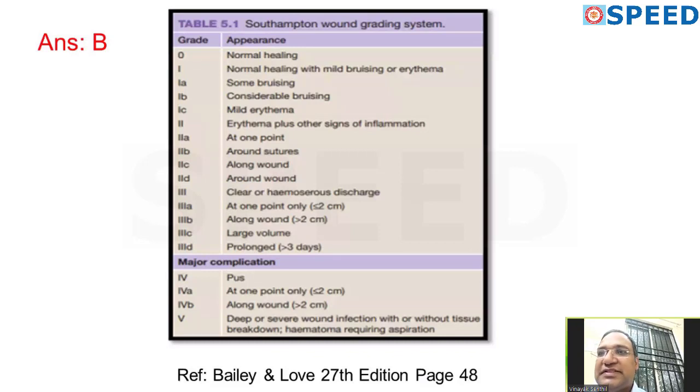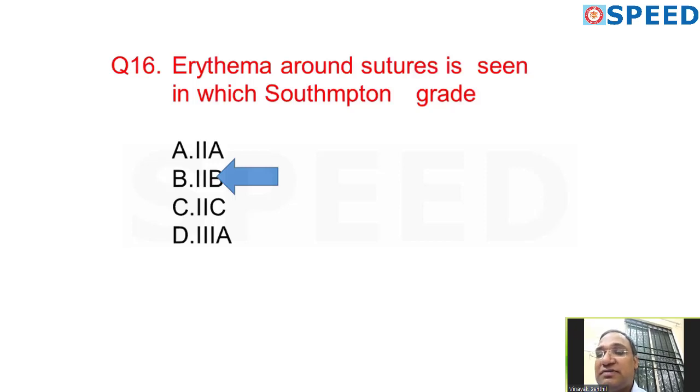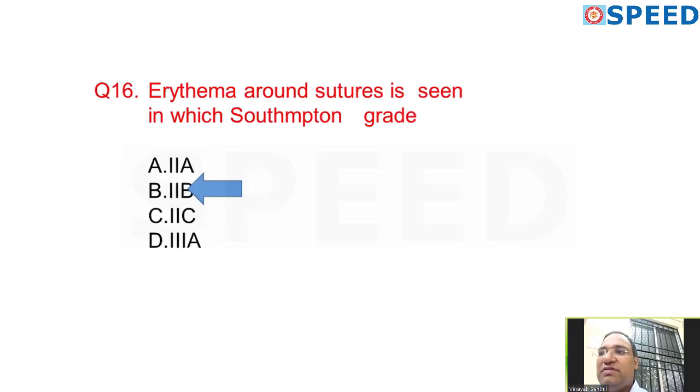What was the question asked? Erythema around the wound. If it is an erythema around the wound, then the answer will be 2C. This is erythema around the suture. Was this question asked or was around the wound asked? You will definitely know that based on this classification. Around the wound, then the answer will be 2C. Around the suture, it will be 2B. So according to the question, the option will vary.